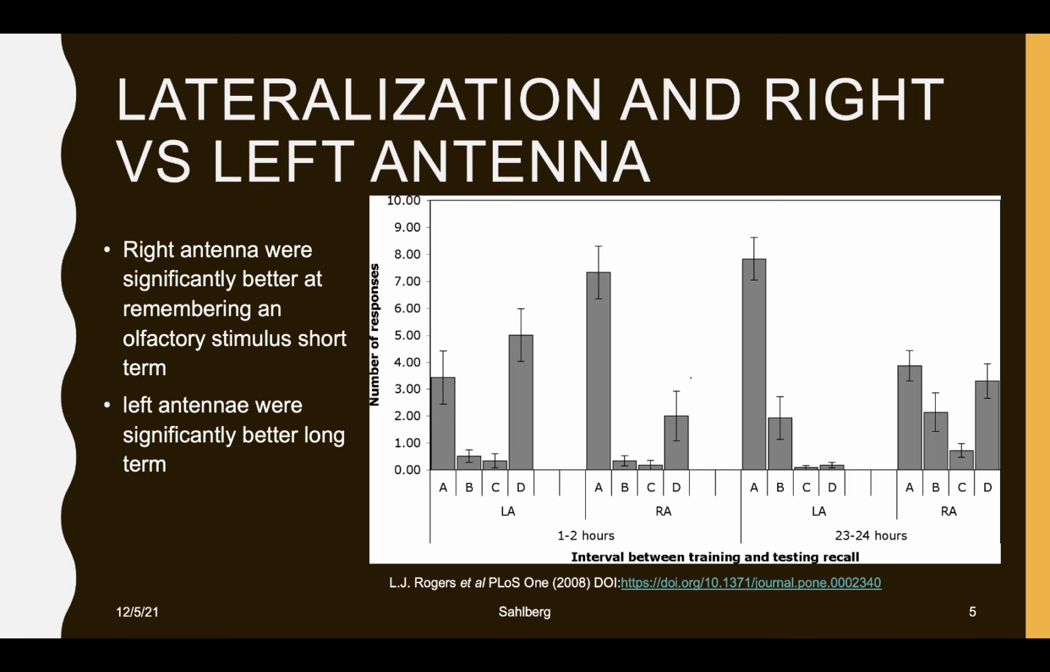It was observed that the desired A response at 1 to 2 hours was significantly higher in right antenna than in left antenna. However, at 23 to 24 hours, the A response was significantly higher in left antenna than in right antenna. This suggests that the ability of a bee to access memory shifts from antenna to antenna over time, with short-term memory recall being more associated with the right antenna and long-term recall being more associated with the left antenna.